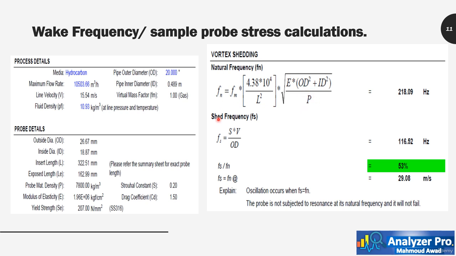Shed frequency or the vortex frequency equals the Strouhal constant multiplied by the line velocity over the probe outside diameter in meters. In our example, after calculation, we find that the shed frequency calculated is 53% of the natural frequency. This indicates that the probe is not subjected to resonance at its natural frequency, and will not fail.